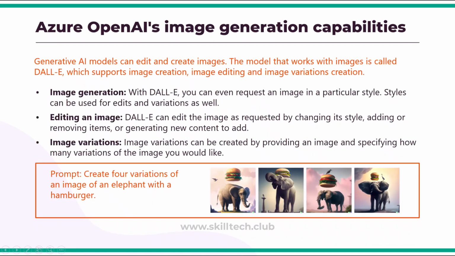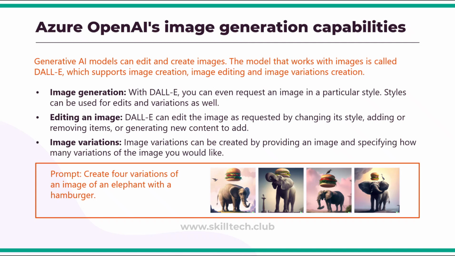Last but not the least, everyone's favorite DALL-E model, which is helping you to generate images. Now, when you are using generative AI models, they can edit and create images, and the model that works with images is called DALL-E, which supports image creation, image editing, and image variation creation also. Like you can see here, we have a prompt which is creating 4 variations of an image of an elephant with a hamburger.